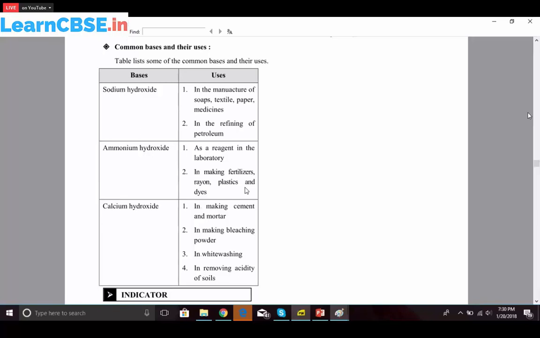Calcium hydroxide is used in making cement and mortar, and also in making bleaching powder, in whitewashing, and to remove the acidity of soils. Okay, what is acidity of the soil? How does the soil become more acidic? When acid rain comes from the atmosphere, it contains basically HNO3 as well as H2SO4. It will affect the growth of plants. To neutralize that, we use calcium hydroxide.